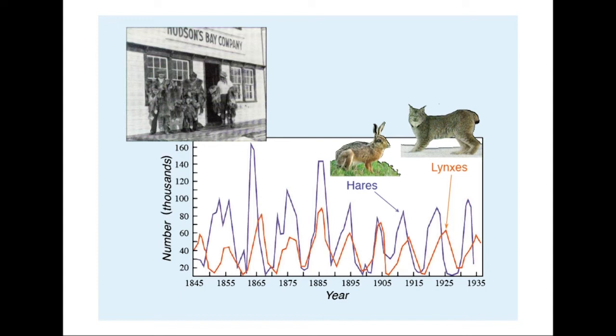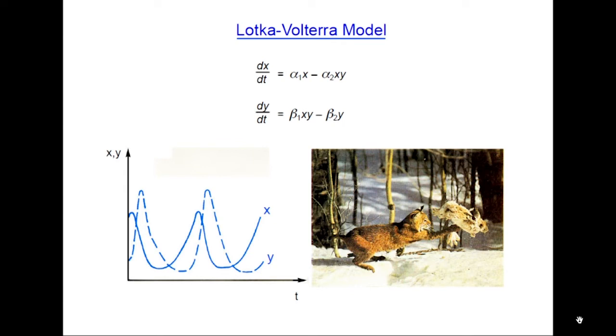And there's a very simple explanation. If there are many hares, the lynxes will find enough food, so they will increase their population, and as a consequence, more of the hares will be disappearing, they will die out, and with some delay, the lynxes will start to starve, and then the hares can be recovering. And this effect has been known for many years, and in the 20s already, two mathematicians developed a model, the so-called Lotka-Volterra model, in order to account for this phenomenon.